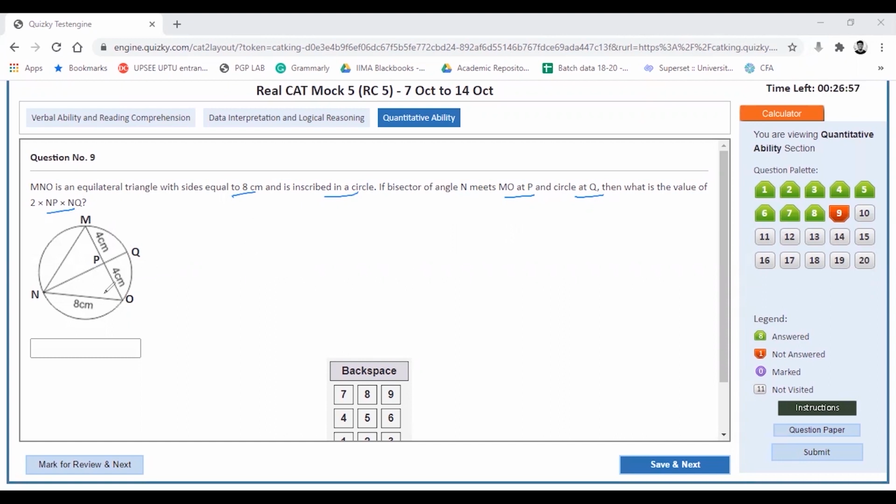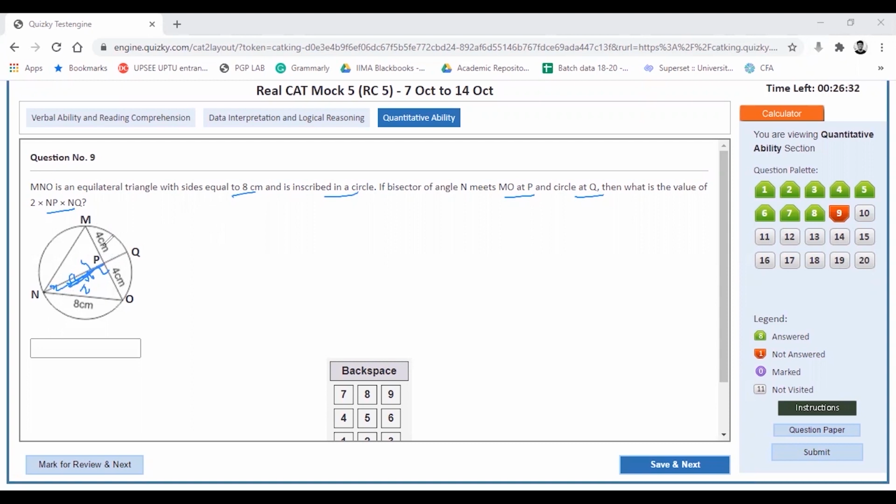Okay, so this is 8, this is 4. We know this is a right angle triangle, and anyways this is the equilateral triangle. So this length is root 3 by 2 times the side, that is 8. This is 4. Okay, 4 root 3. This entire length is 4 root 3.